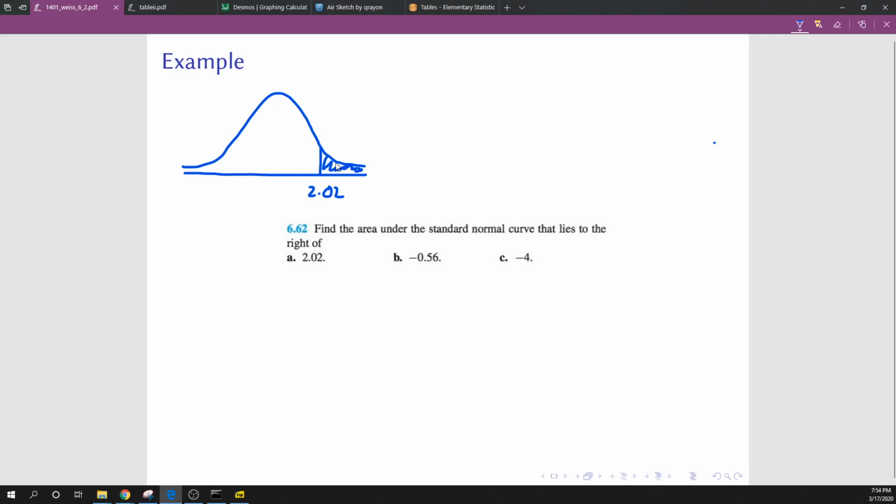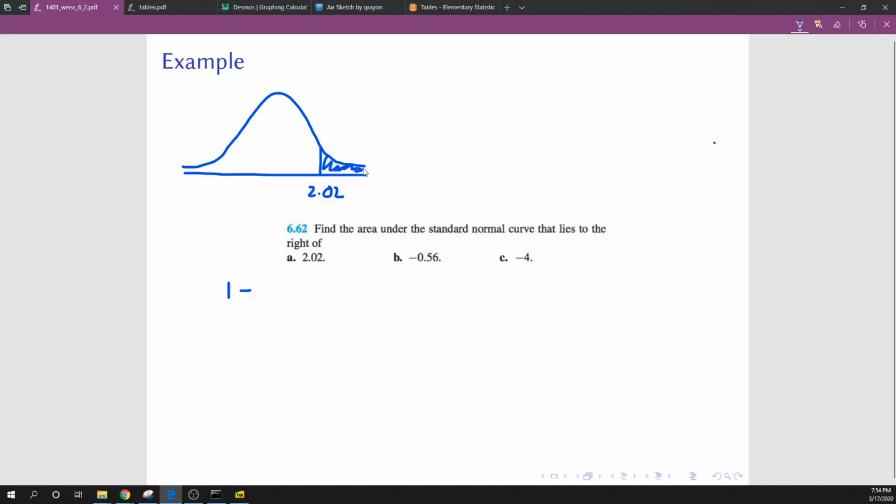The way we fix that is to remember that the total area underneath the standard normal curve, or any normal curve for that matter, is 1. So all we need to do is look up 2.02 in the table, and it will give us the area of the region that we don't want, the area to the left. We just subtract that from the total, and that will give us the area that we do want, this shaded region over here.